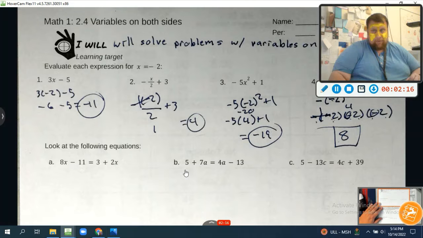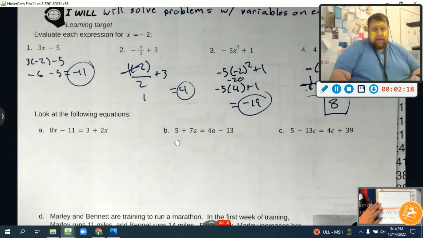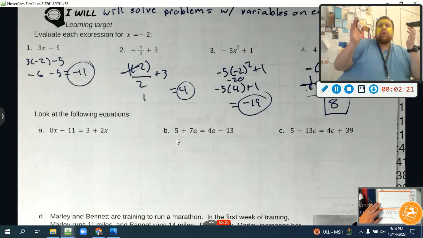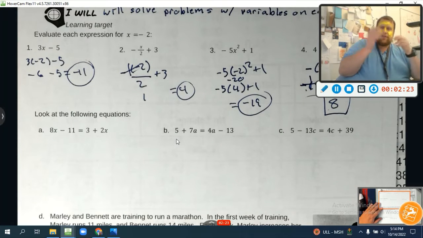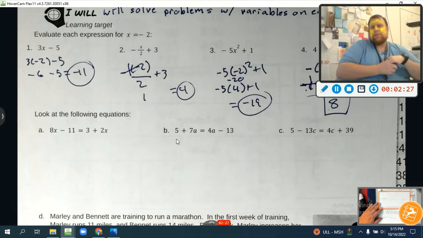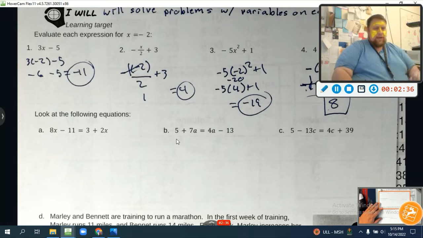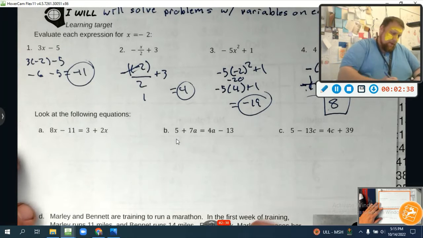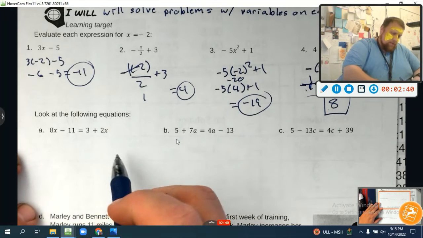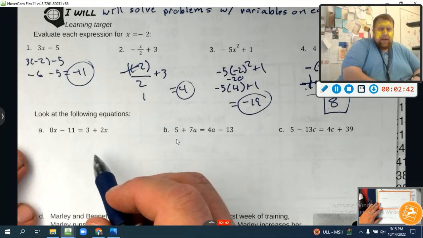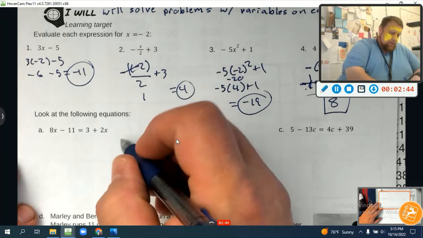All right. So, guys, here's the first thing we need to do. 1, get variables on one side. I'm going to choose the left because I can subtract 2x over, minus 2x, and it stays positive. I usually choose whichever side keeps it positive, but it really doesn't matter. I could have easily subtracted 8x over there, but let's do this. And I'm going to have 6x minus 11 equals 3.